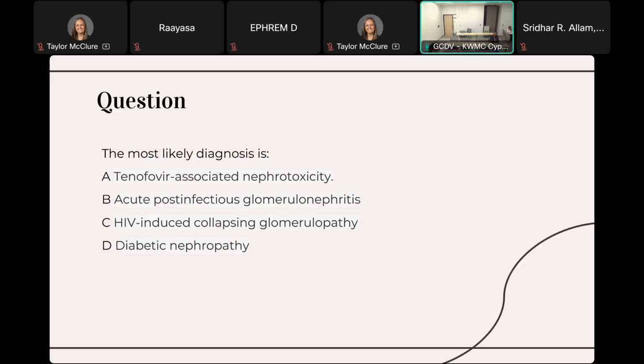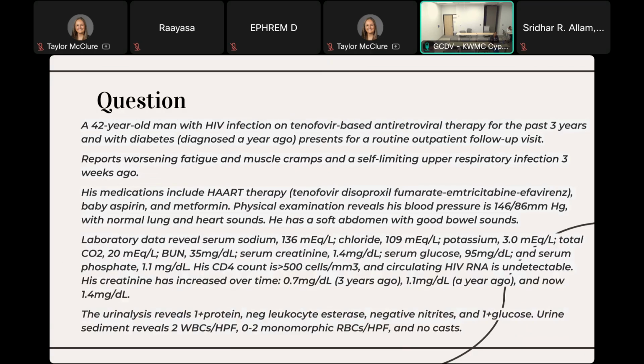Is this considered acute? Because last year it was one, like previous year it is around 1.4, right? So it was 0.7 three years ago, and gradually it has increased to 1.4. So it has doubled. Now, what are the important things in the labs over here? Look here. His potassium is 3. He's hypokalemic. His phosphorus is 1.1. He is hypophosphatemic. What is his glucose? 95. With a glucose of 95, he has 1 plus glucose in the urine.